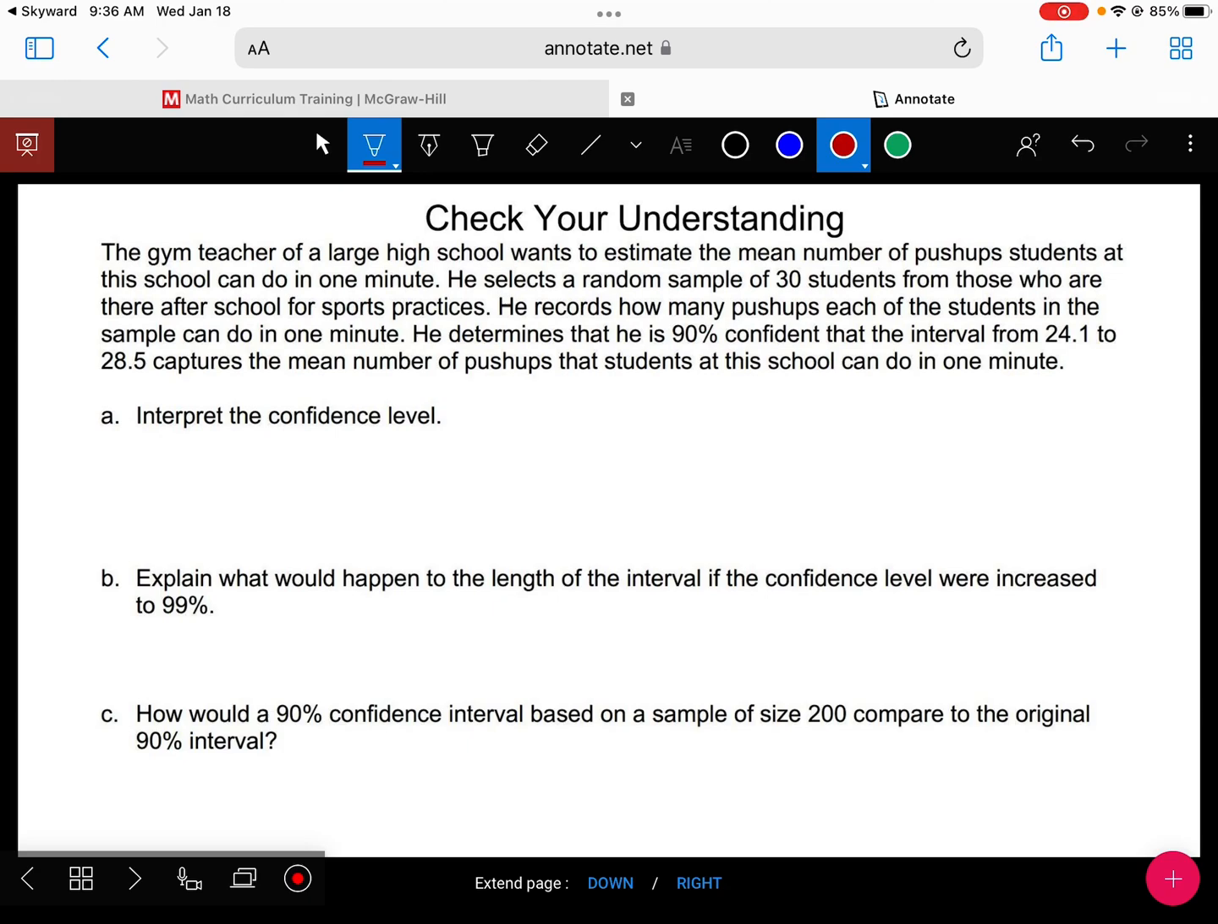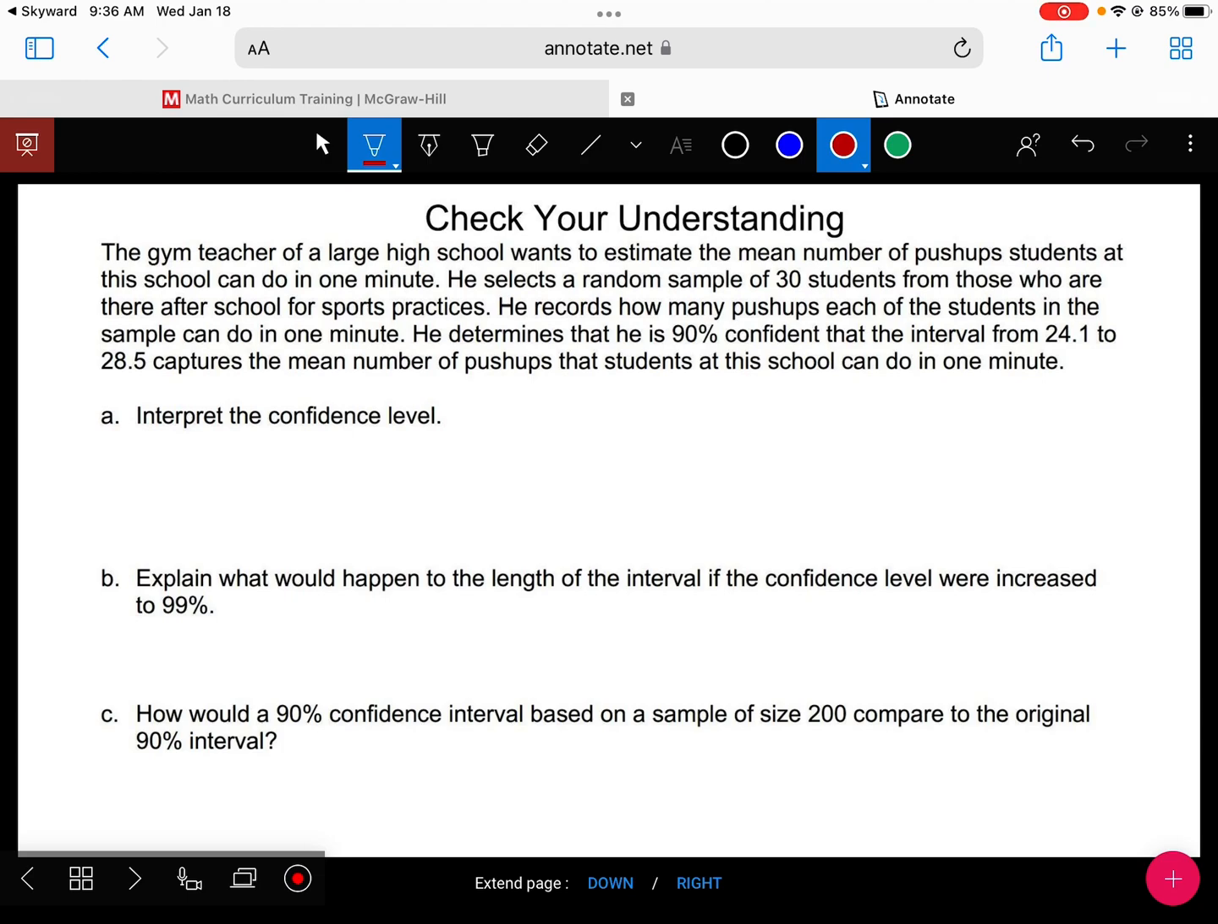How would we interpret the confidence level here? It says the gym teacher determines he is 90% confident that the interval from 24.1 to 28.5 captures the mean number of push-ups that students at this school can do in 1 minute. So how would you interpret the confidence level, Aiden? If we take many samples and calculate the confidence interval for each, about 90% of them capture the mean number of push-ups students can do.